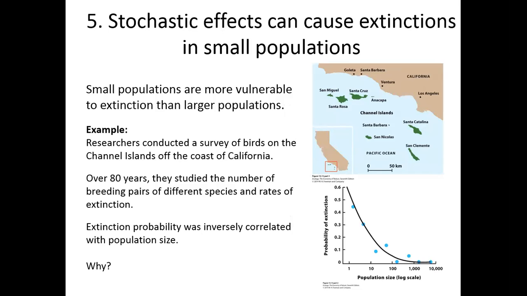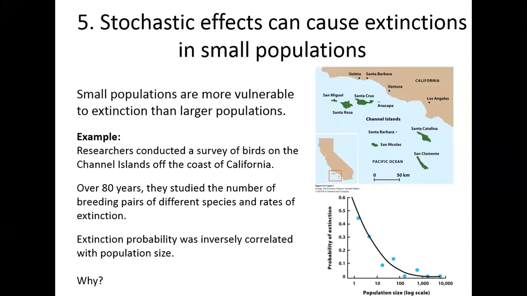Stochastic effects, that is random fluctuations, can cause extinctions in small populations. Now, what are we talking about with stochastic effects? Didn't we talk about random fluctuations already? Didn't we talk about chaos already causing extinction? What exactly do we mean by stochastic effects? There are two kinds of stochastic effects. One is already familiar to us, and that is density-independent factors. But that's not the only thing that's going on.